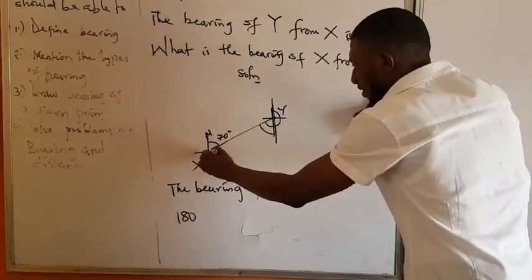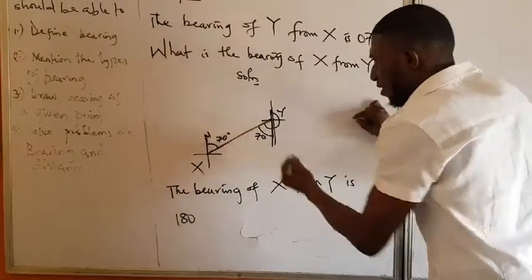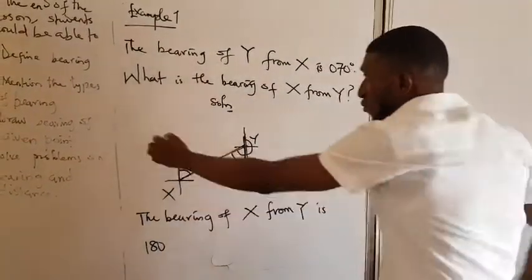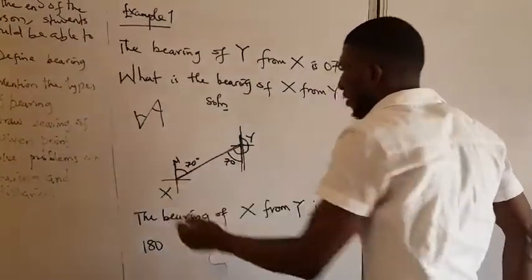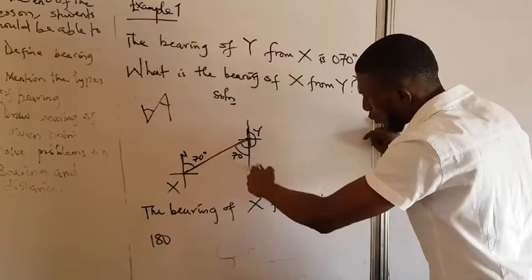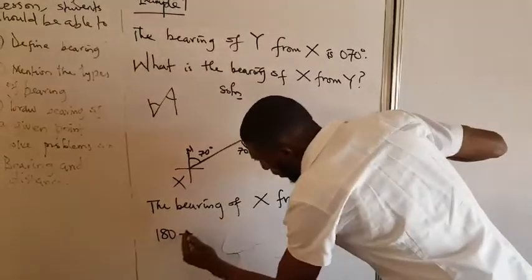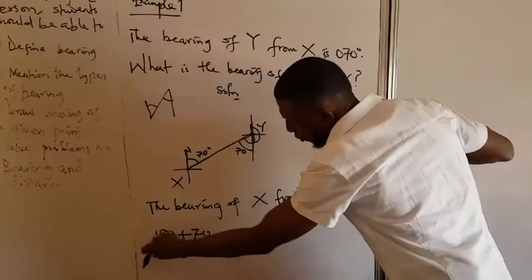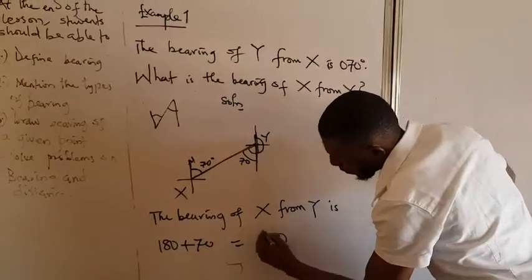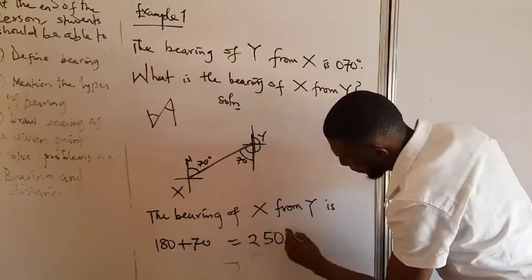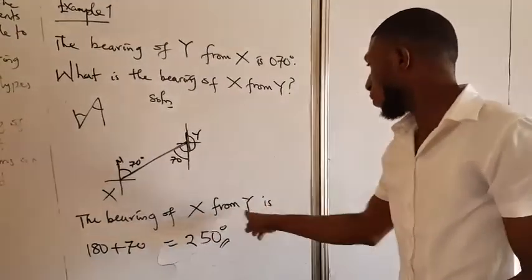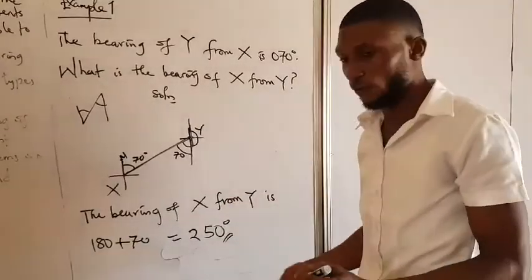If this place is 70 degrees, therefore this place is 70 degrees because they are alternate angles to each other. That is the Z angle. Z angles are equal. Any angle like this is called a Z angle. Therefore this place is 70 degrees. Now the bearing of y will be this 180 degrees plus the remaining one left here, which is 70 degrees. This one plus this one will give us 180 plus 70, which is 250 degrees. The bearing of x from y is now 250 degrees.